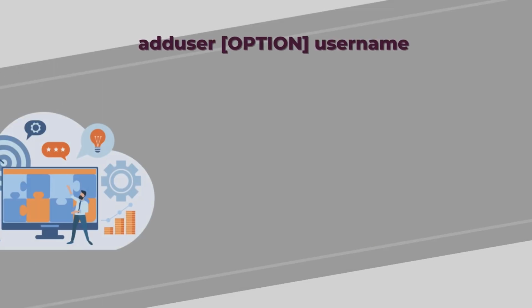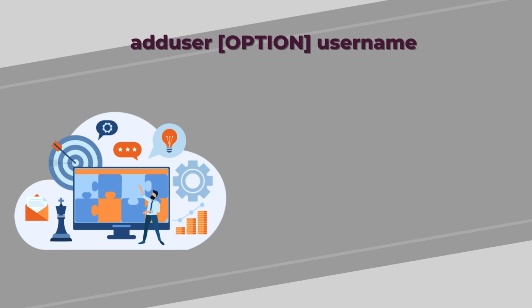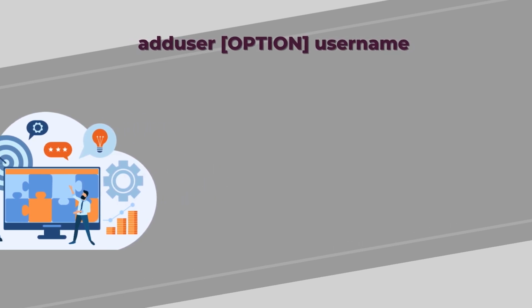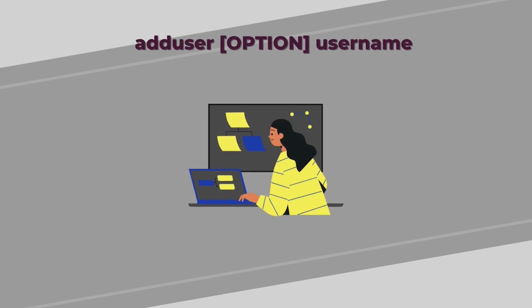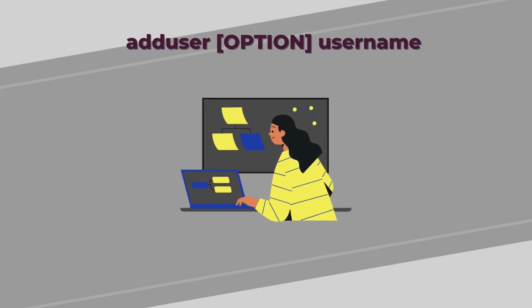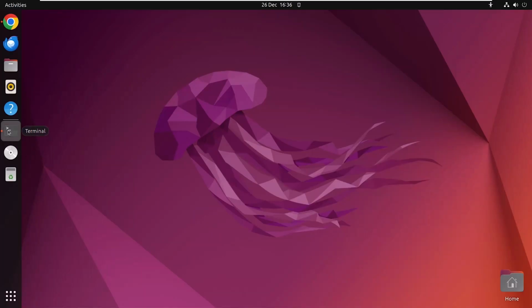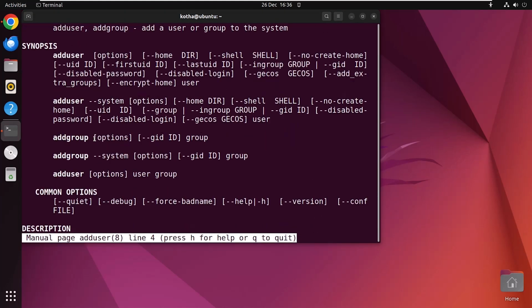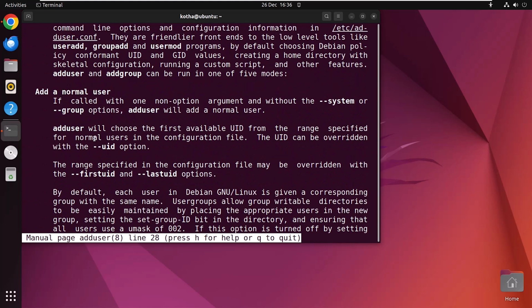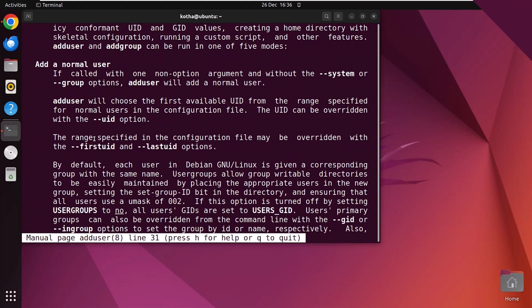The basic syntax of the adduser command is really simple. Use the adduser command followed by the option and the username, and you will find several options available for this adduser command. And to have a detailed description, run the command man adduser. And here you can find a detailed description for the adduser command and its various options.